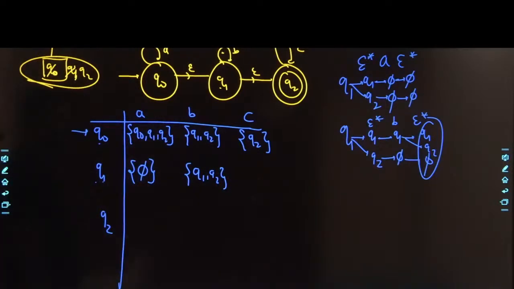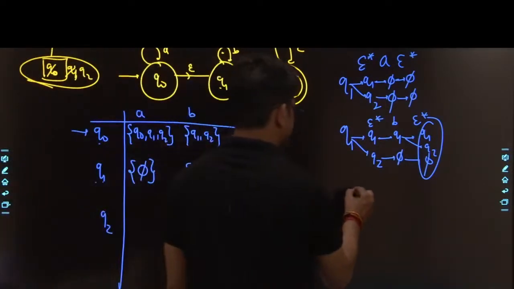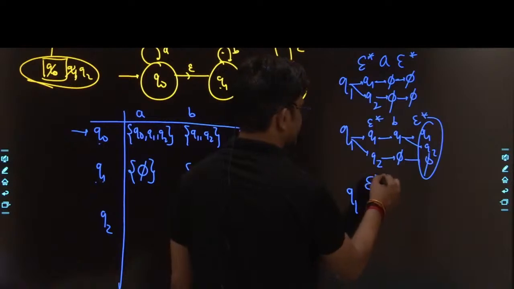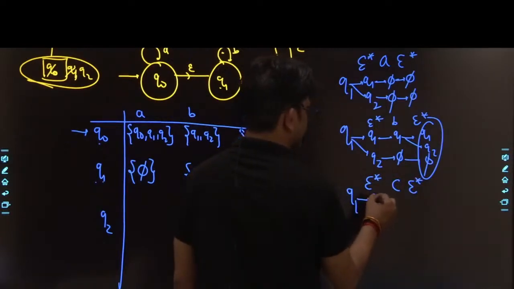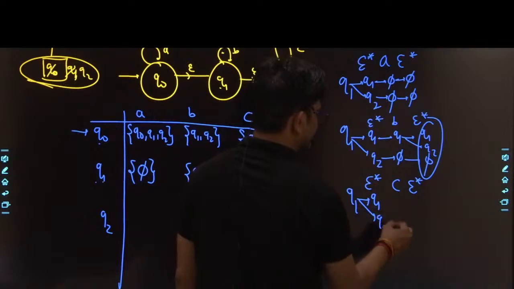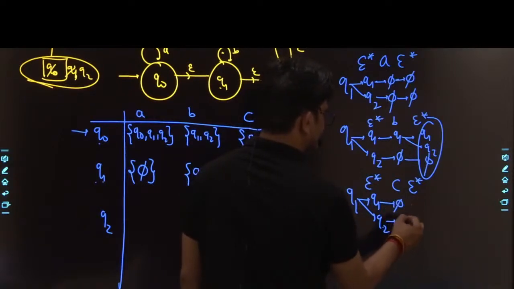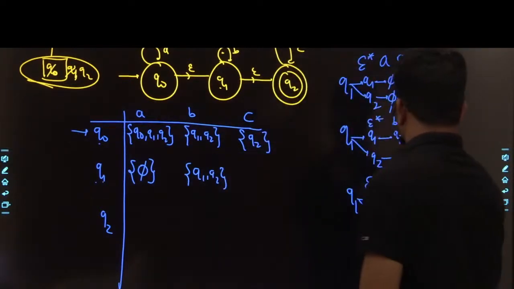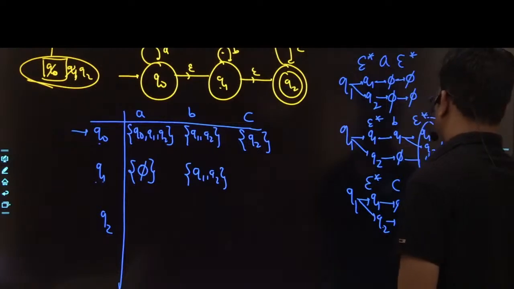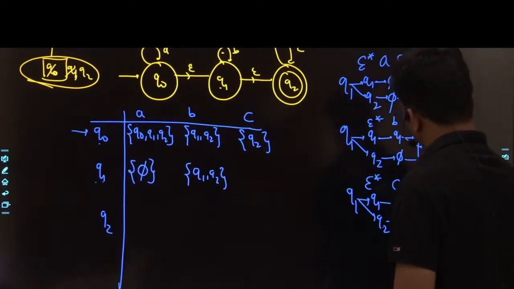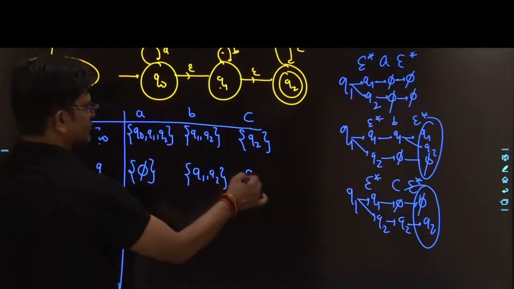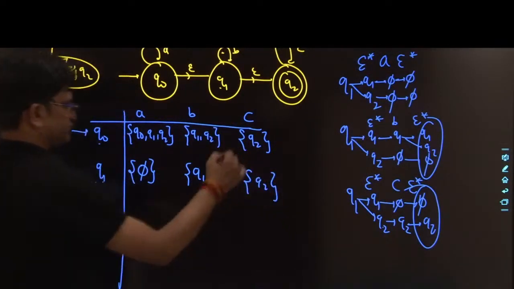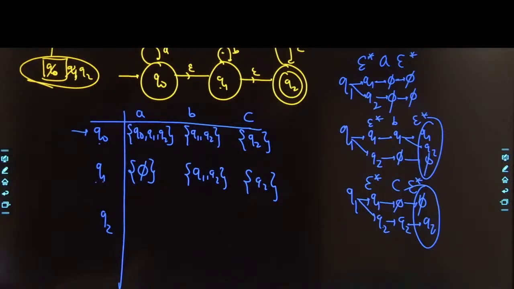Now Q1 on C. Epsilon closure of Q1, Q2. Q1 on C, phi. Q2 on C, Q2. Epsilon closure of phi. Epsilon closure of Q2. Union these. So Q1 on C, it goes to Q2. Clear?